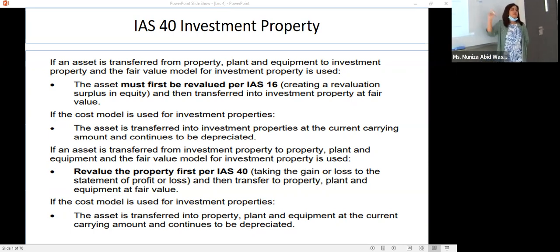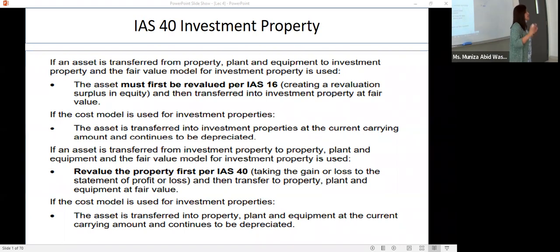Why do you have to do that, students? If you are recognizing your assets under IAS 16, and if there is a revaluation model, the revaluation gain has to be recognized where? In the statement of other comprehensive income. Do you remember? Under IAS 16, if the revaluation model is being used and there is a revaluation gain, that gain is recognized in the statement of other comprehensive income. So at the time of shifting from IAS 16 to IAS 40, if there has been any revaluation gain, that is going to be recognized in the statement of other comprehensive income.